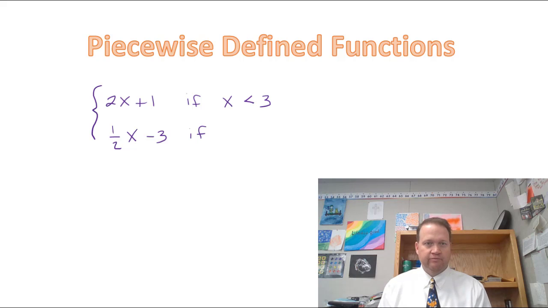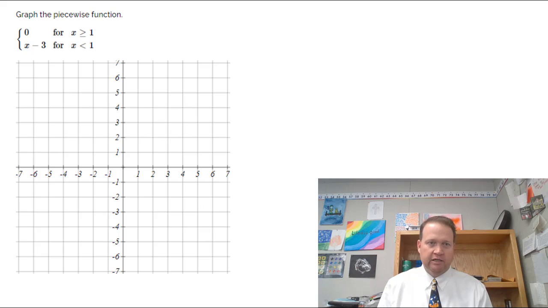we'll apply this rule. We'll multiply x by 2 and then add 1. But if x is more than 3, then we're going to apply a different rule. What it means is we're going to have two separate lines. This particular line on top will only exist to the left of 3. And then the other one, 1/2 x minus 3, will exist as long as we are to the right of 3. So let's take a look at the first problem here.